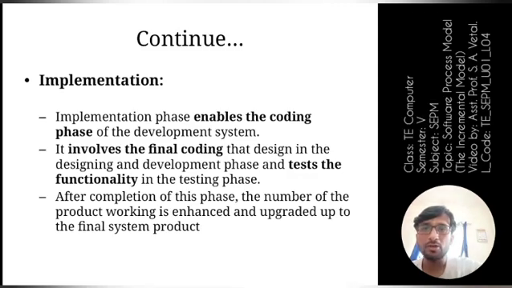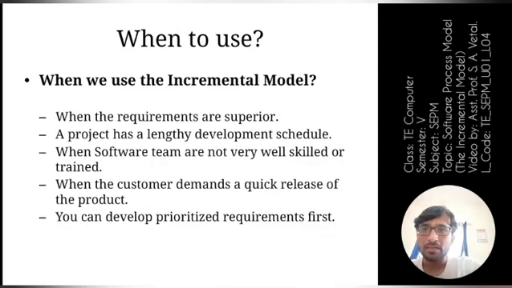So after completion of this phase, the number of product working is enhanced and upgraded up to the final system product. So these are the different phases that are carried out in the incremental model, which is having the different builds. Means the requirements are divided into the different builds for simultaneous development.